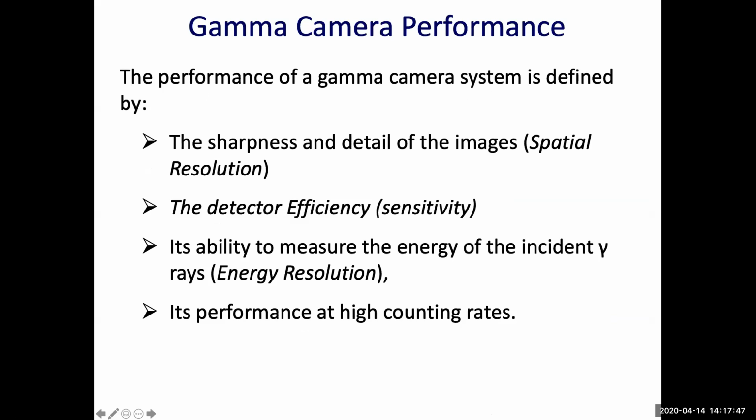The performance of a gamma camera system is defined by the sharpness and detail of the image, also known as spatial resolution; the detector efficiency or sensitivity; its ability to measure the energy of the incident gamma photon, so energy resolution or energy discrimination; and its performance at high counting rates. That is, the counting rate it can handle without significant dead time losses. In general, a gamma camera is not capable of producing a perfect image of the radionuclide distribution. It still has limitations.